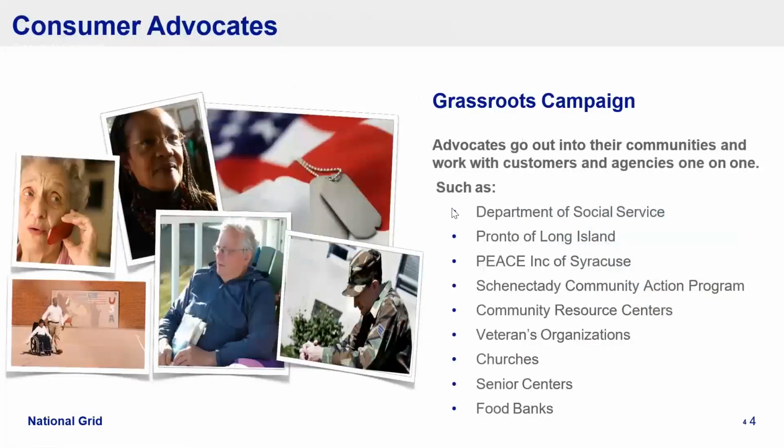So we do a couple different outreach in our communities. We do what we call grassroots campaigns, and that is where we go directly to agencies and we bring our computers. We're able to get into our software and work directly with customers. So we do smaller ones where I'll go to DSS and they can just send me people who they're working with.